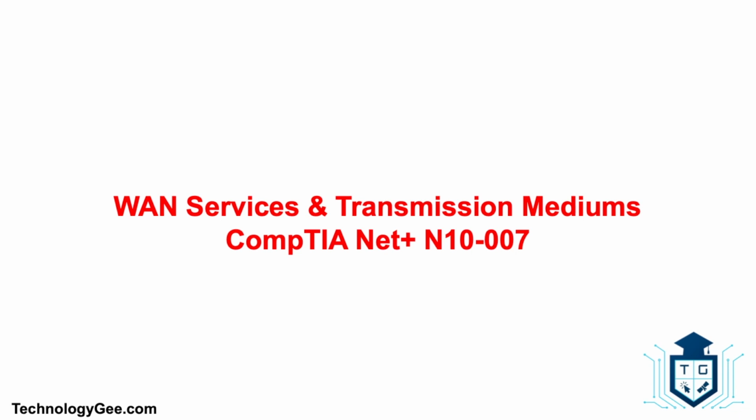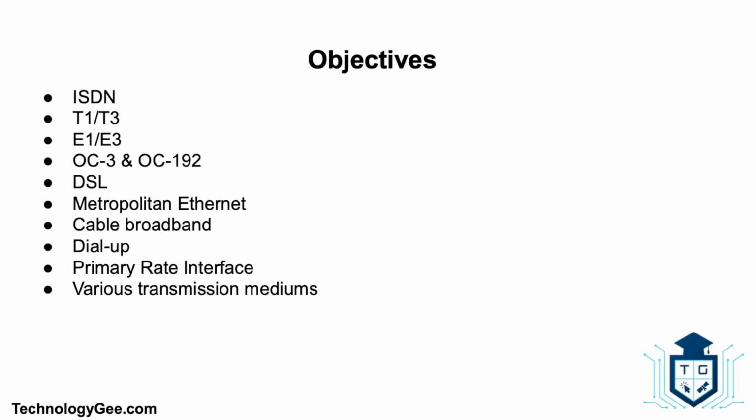Network Plus N10-007 certification. So let's get into it. In this video, you're going to learn about wide area network services such as ISDN, T1, T3 circuits, E1, E3 circuits, OC3 and OC192 circuits, DSL, Metropolitan Ethernet, cable broadband, dialup, PRI, and various transmission mediums.